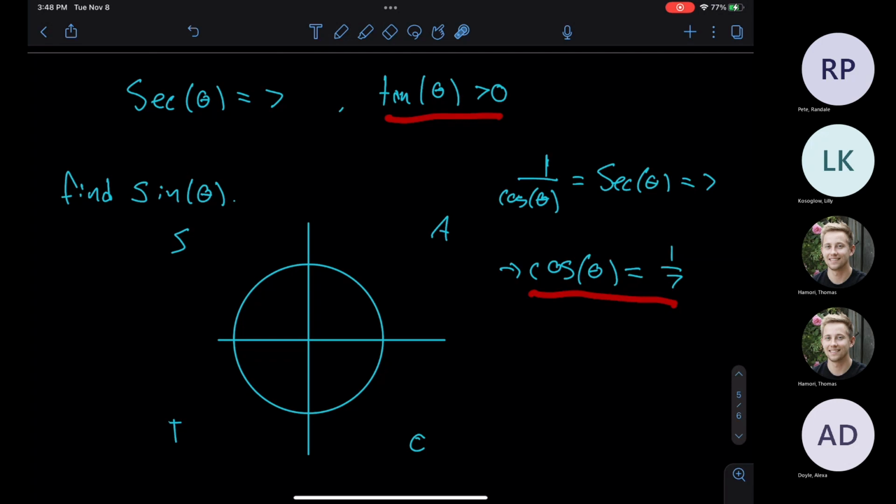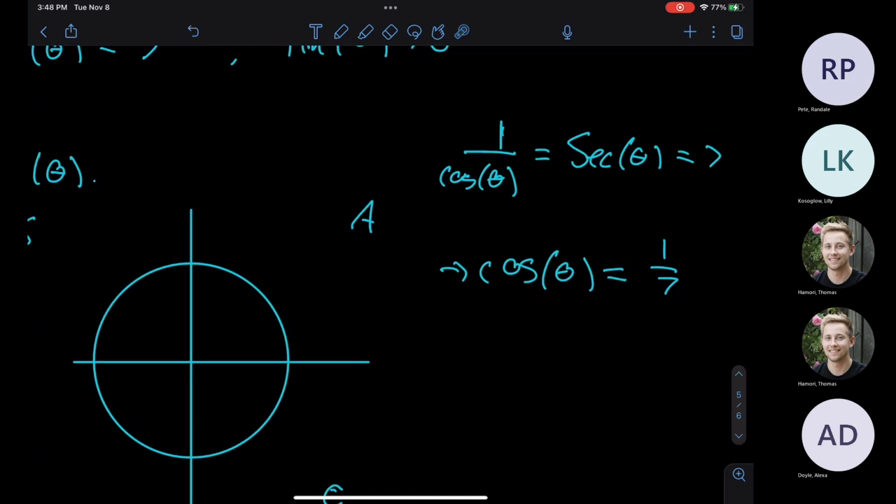If I'm in the third quadrant, tangent will be the only positive one and cosine would be negative. But cosine's not negative, it's positive. So we know we live in the first quadrant, and 1/7 is going to be the x-coordinate of the point. In fact, we know the point is going to have x-coordinate 1/7.